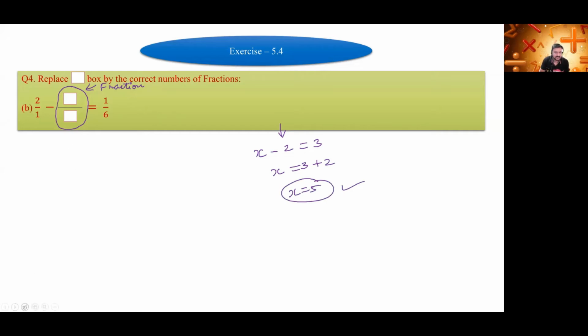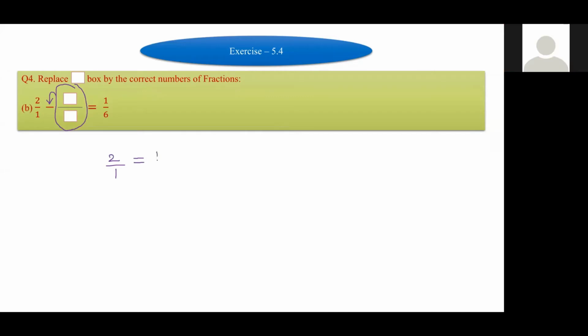हमारा अननोन क्या है यहाँ पे? बॉक्सेस अननोन है. ओके, सो व्हाट वी विल डू नाउ, वी विल शिफ्ट दिस बॉक्स. नाउ बॉक्स के पहले साइन कौन सा है? माइनस, यानी ये जो बॉक्स में फ्रैक्शन आने वाला है उसका ही साइन माइनस है. तो उसको उधर शिफ्ट करने के बाद क्या हो जाएगा वो? Plus. ओके, 1/6 प्लस दिस बॉक्सेस. यस और नो?